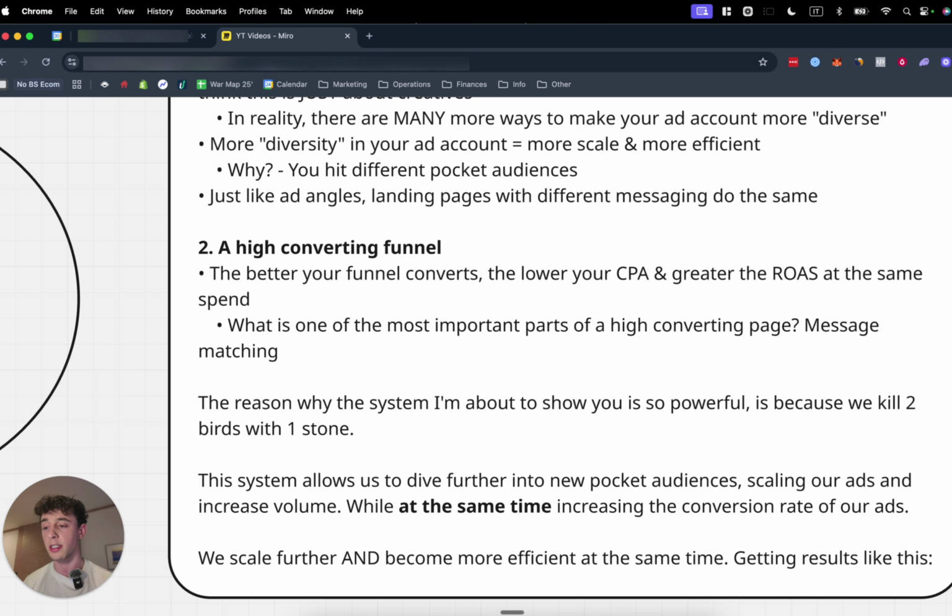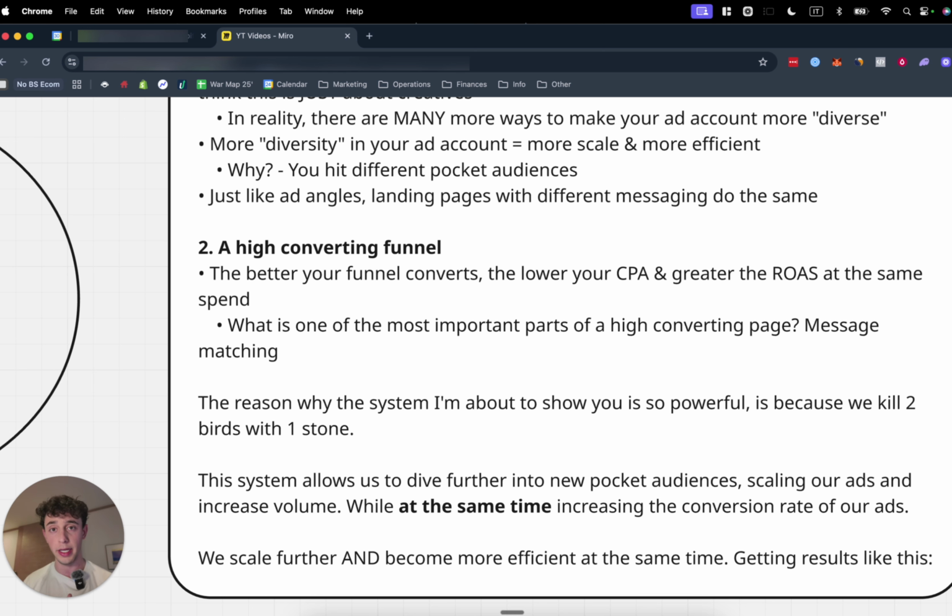This system allows us to dive further into new pocket audiences, scaling our ads and increasing volume, while at the same time increasing the conversion rate of our ads, right? We scale further and become more efficient at the same time. That's really the key to this, right?